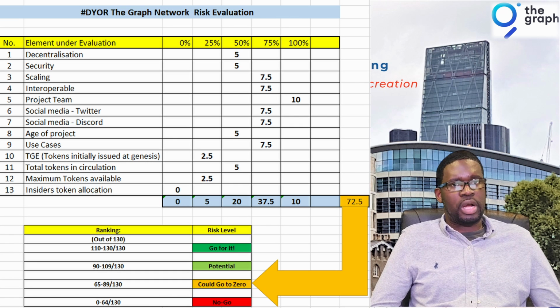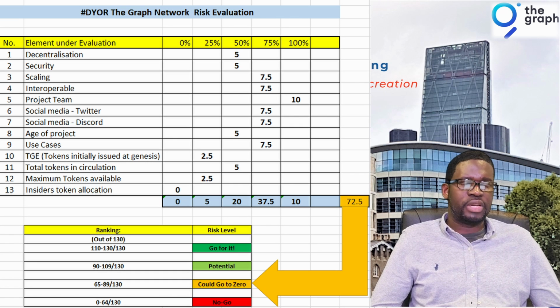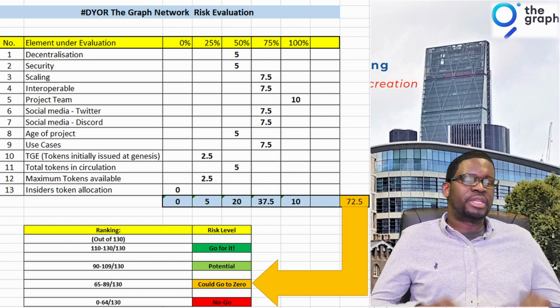What do you guys think? Do you agree with our evaluation of the Graph network? Do you think the scores we've allocated against each of the elements is a good reflection of what the Graph network is? Comment down below, let us know.